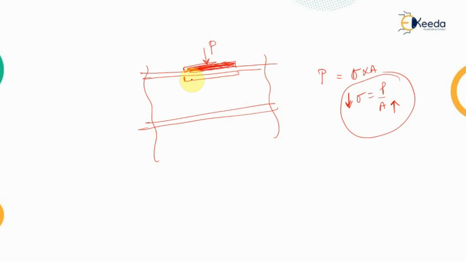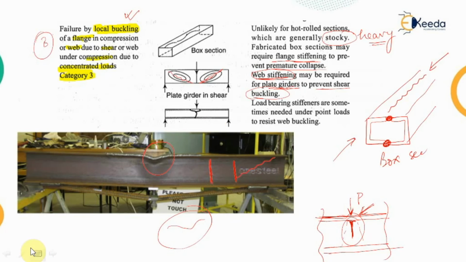and now the distribution of the load will be in this manner. It has been distributed over a larger area, because of which the stress is decreasing on the steel section, and that's why we prevent the web buckling. So to resist the web buckling, we use load bearing stiffeners. These load bearing plates are provided at the top portion and under the point load so as to resist the web buckling.